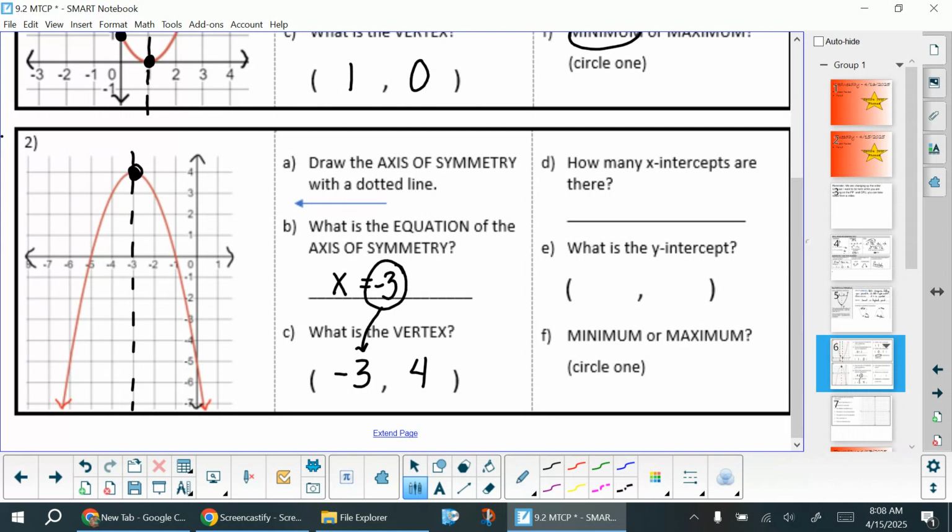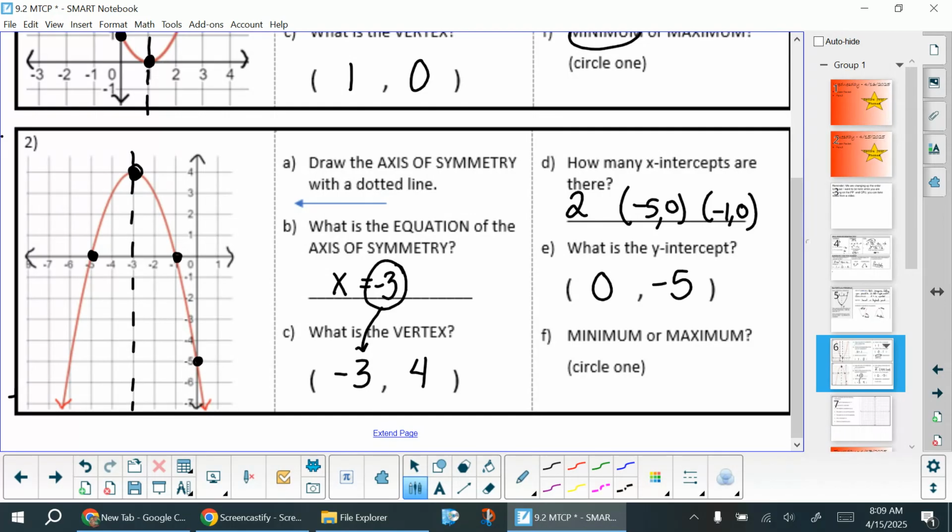How many x-intercepts are there? How many times does it cross the x-axis? Well, here it crosses the x-axis twice. At the point -5, 0, and at the point -1, 0. It doesn't actually ask us to name those points, but it's a good habit to be in. We're going to do it a lot. And then the y-intercept, where it crosses the y-axis, is right there at 0, -5.